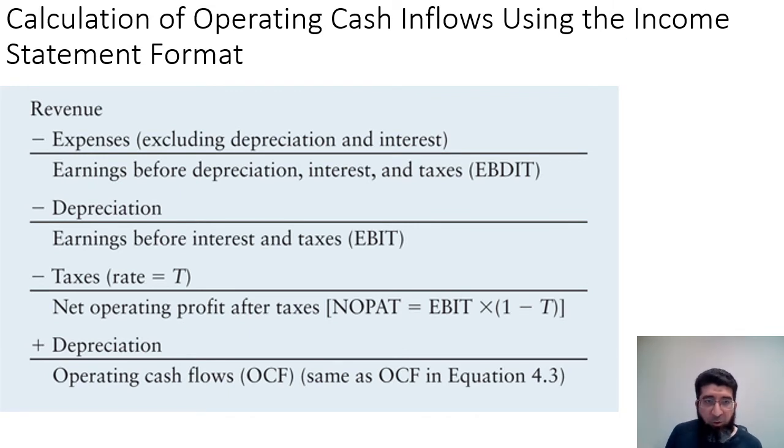Now this is the general format. We have revenues, expenses, then we have EBDIT, which is earnings before depreciation, interest and taxes, and then we charge the depreciation, taxes, and then finally we have net operating profit after taxes. Now adding back the non-cash items, here we have only depreciation, so we'll add depreciation back, which will give us operating cash flows.